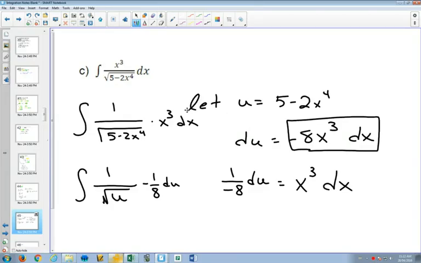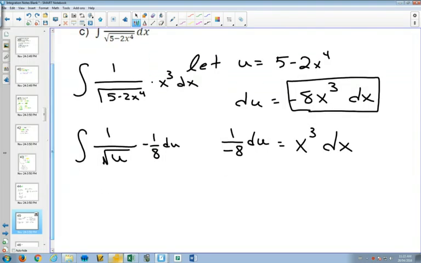This still doesn't look very neat, the way that it's set up. It doesn't tend to be something that you could easily do a power rule for, so we're going to need to change our square root to an exponent and move it from the bottom to the top. Other things that we learned about integrals is whenever you're multiplying inside by a number, like negative 1/8, that negative 1/8 could come out in front of your fraction.